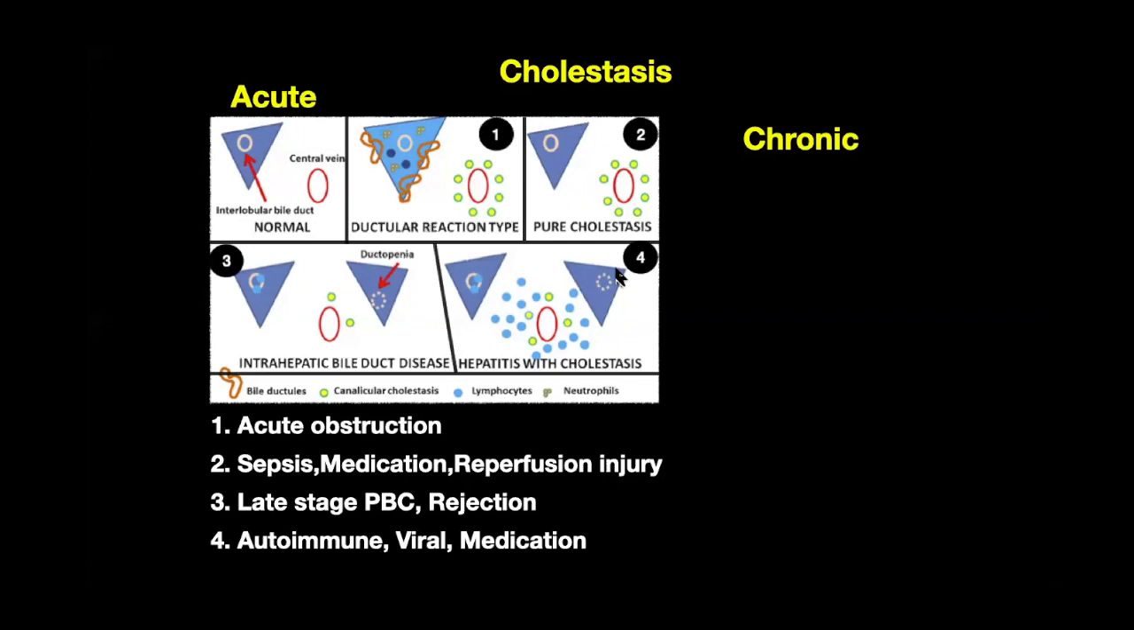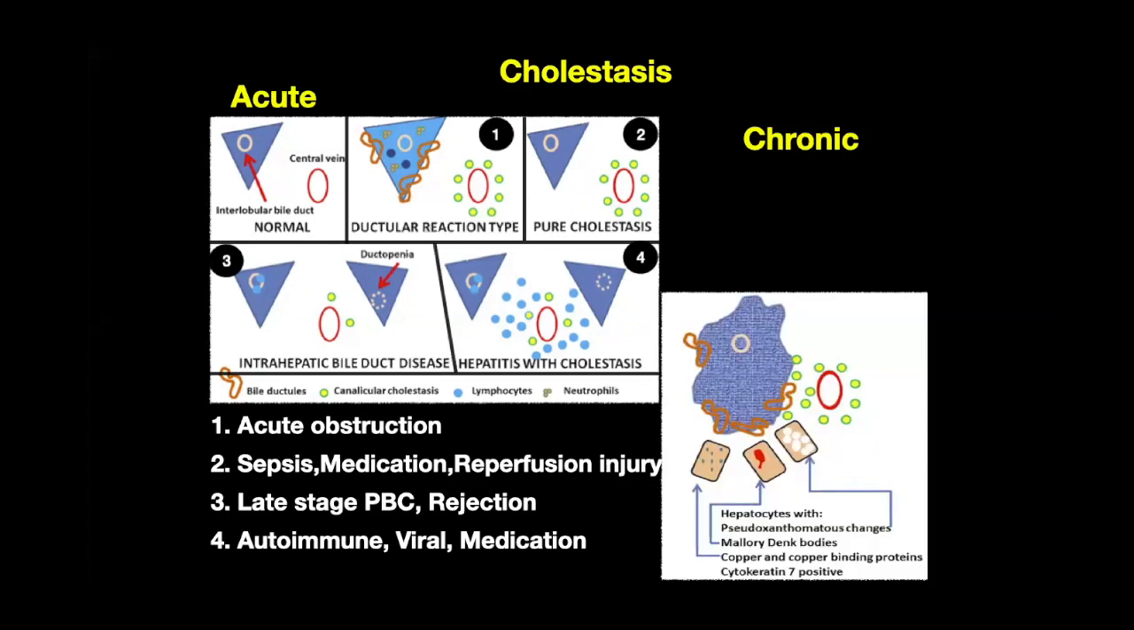Now we will move on to the chronic. The chronic cholestasis, these are all the changes that are seen. The portal triad is expanded by fibrosis. There is some ductular proliferation, and bile ducts look normal. There's a lot of cholestasis, and the hepatocytes in chronic cholestasis show 3 types of changes. One is pseudoxanthomatous change because of the intrahepatic cholestasis. Second one is Mallory-Denk bodies, which are nothing but ropey cytoplasmic inclusions. And third one, as I told, in any cholestasis, there will be copper and copper binding protein deposition.